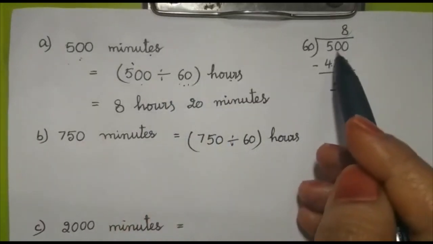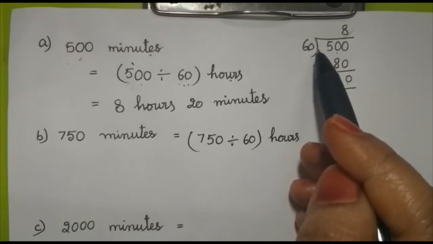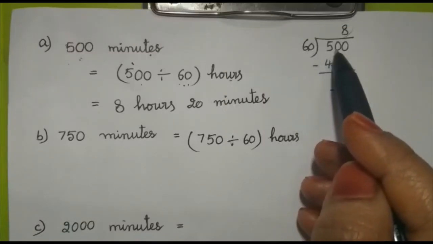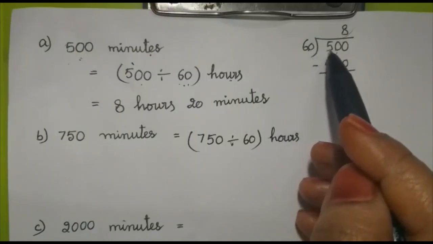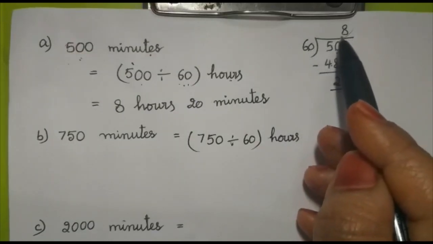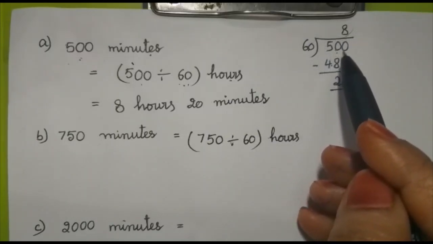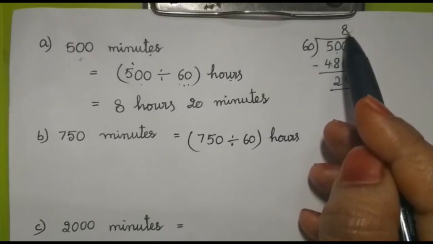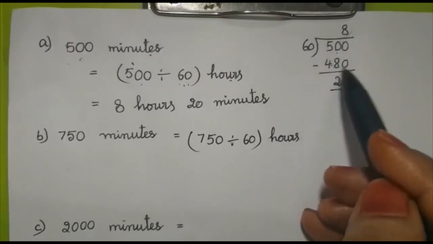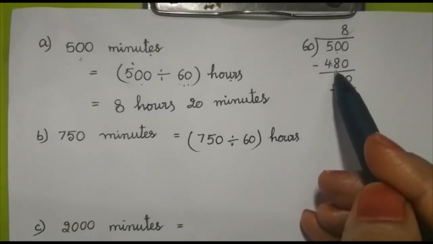When you are converting 500 minutes to hours, you divide by 60. Now we are dividing 500 by 60. See children, 60 has 2 digits, and 50 is less than 60, so we cannot go with 2 digits. We take 3 digits together. Then you need to find the nearest number to 500 in the 60 table. Here 8 sixties are 480. This is the nearest number to 500, so I took 8 sixties are 480.